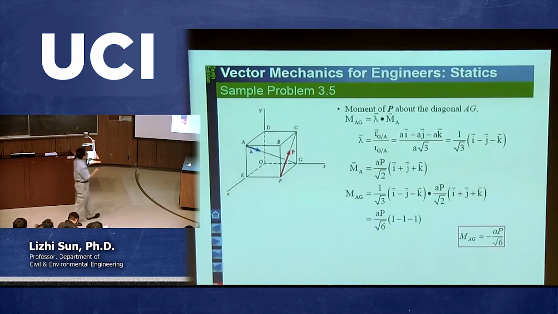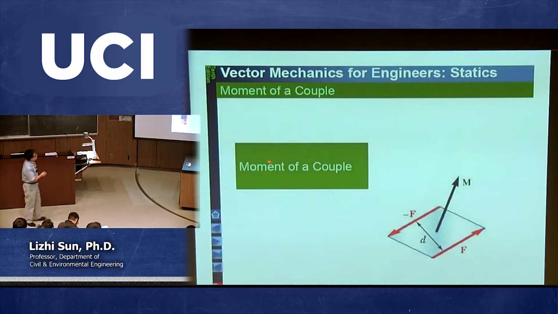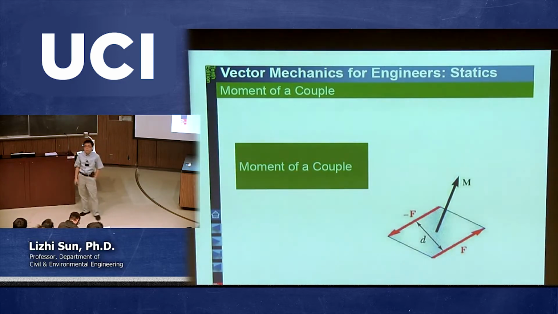Okay, that's the second kind of moment. The third type of moment is called a moment due to a couple, or moment of a couple. And this is a very important concept because we frequently use this. You may not have the real situation like this, but this is the concept we frequently use in order to move one force to another one.